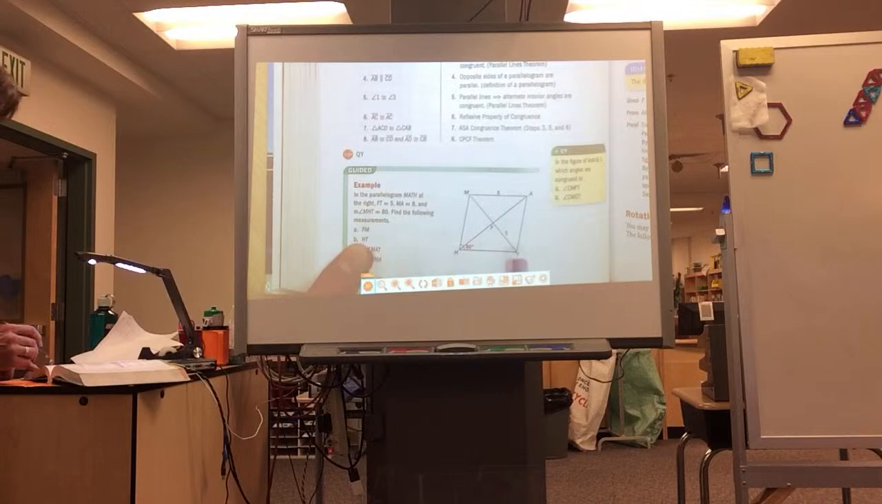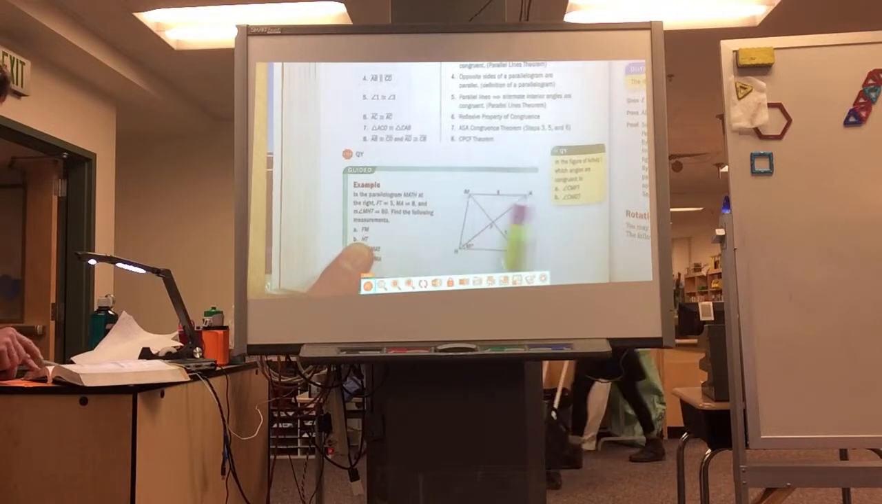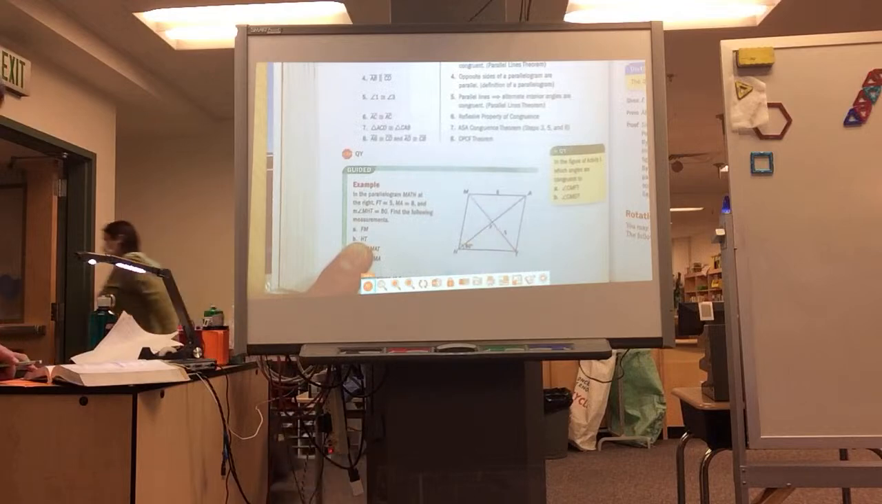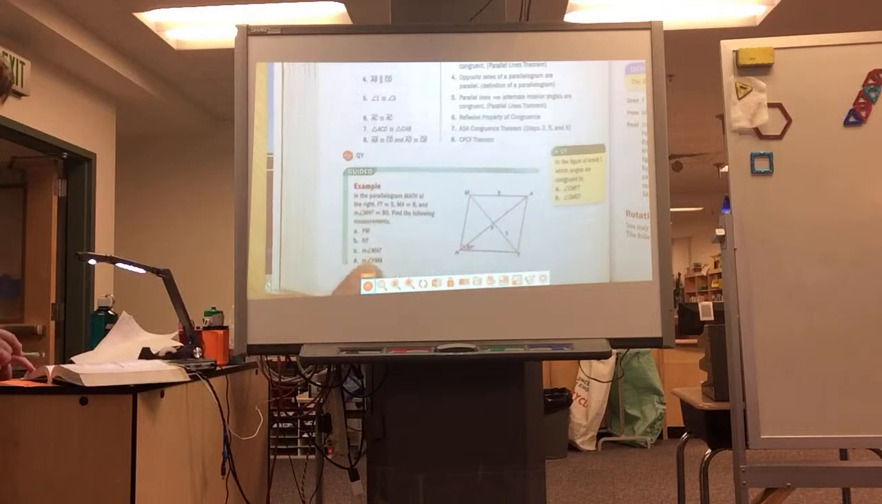So what about H to T? What is that length going to be? Why is it 8? MA is 8. Yeah, because MA is 8. Opposite sides are the same length. Okay, so the measure of angle MAT. 80. This should be 80, because angles that are opposite one another, across, diagonal to one another, are going to be of equal measure. What about the measure of HMA?